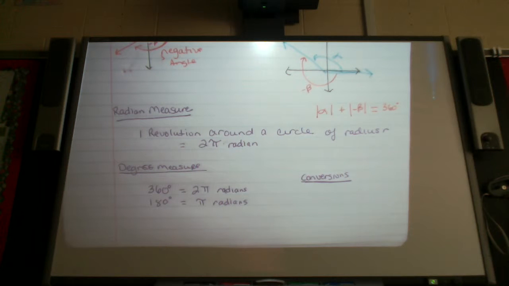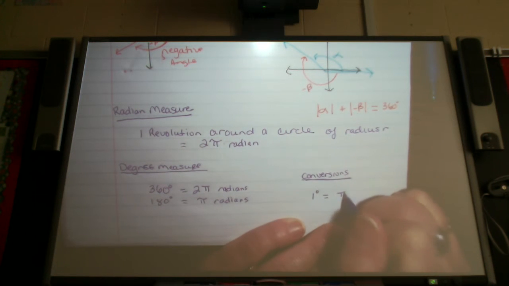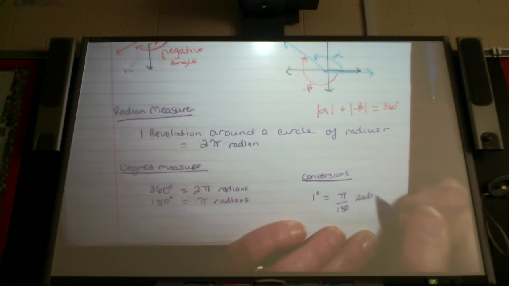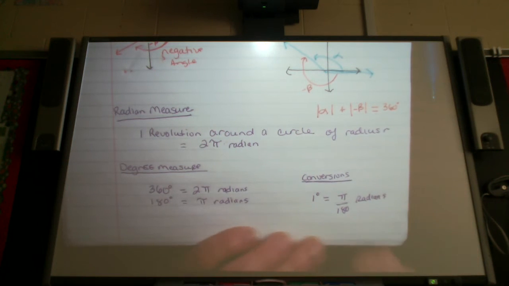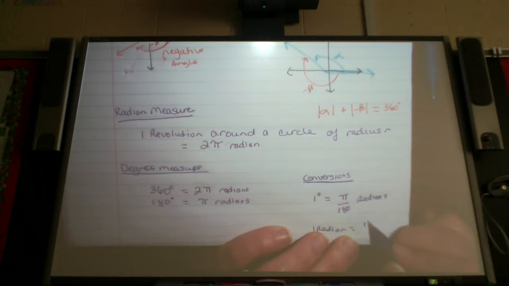In this section, I'm going to be asking you to convert between degrees and radians. Well, 1 degree equals pi over 180 radians. 1 radian equals 180 degrees over pi.